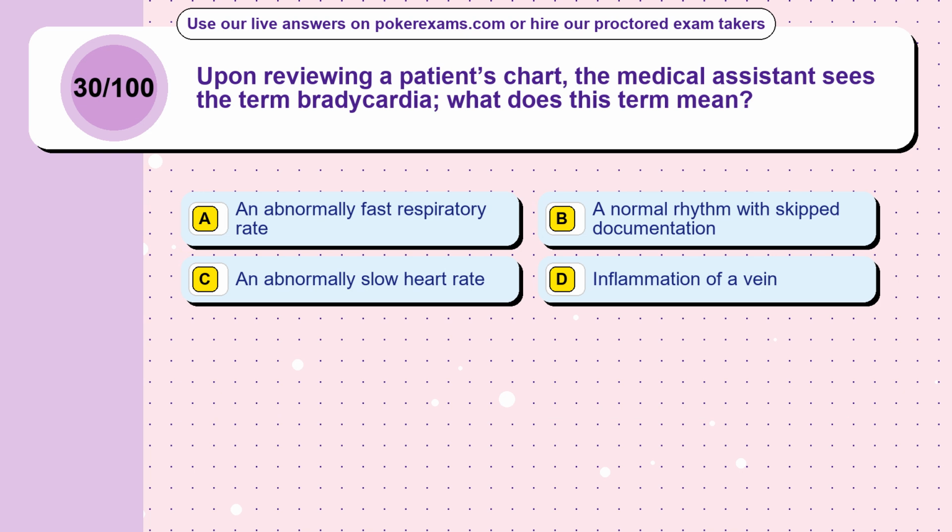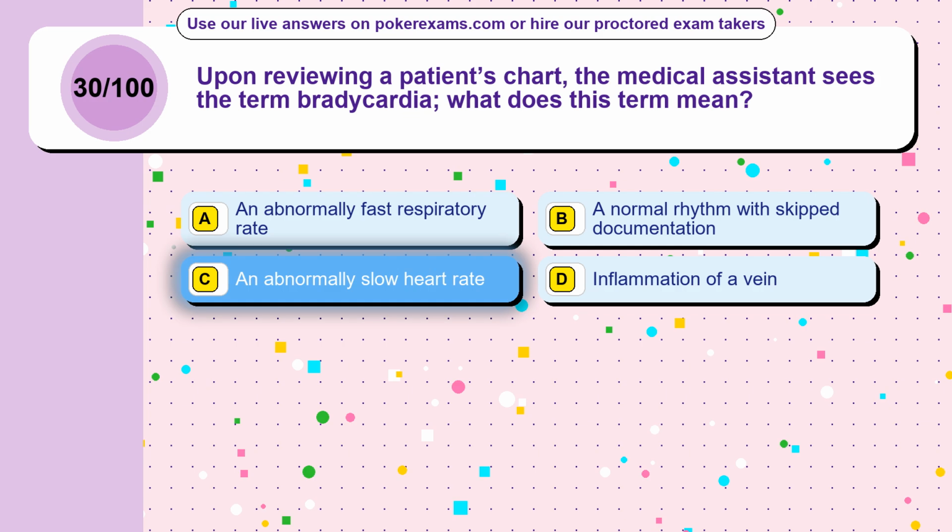Question 30. Upon reviewing a patient's chart, the medical assistant sees the term bradycardia. What does this term mean? Option A, an abnormally fast respiratory rate. Option B, a normal rhythm with skipped documentation. Option C, an abnormally slow heart rate. Option D, inflammation of a vein.